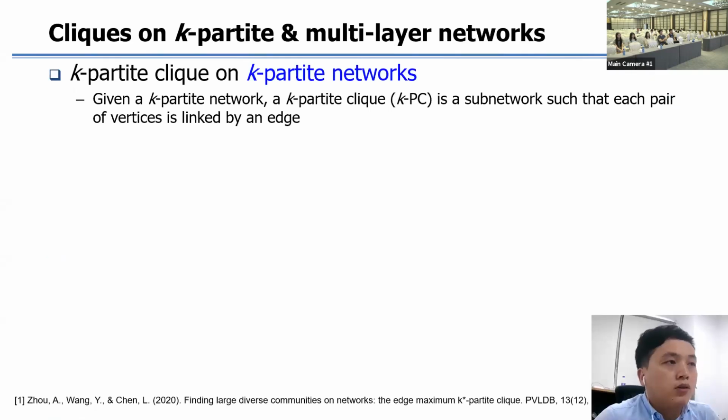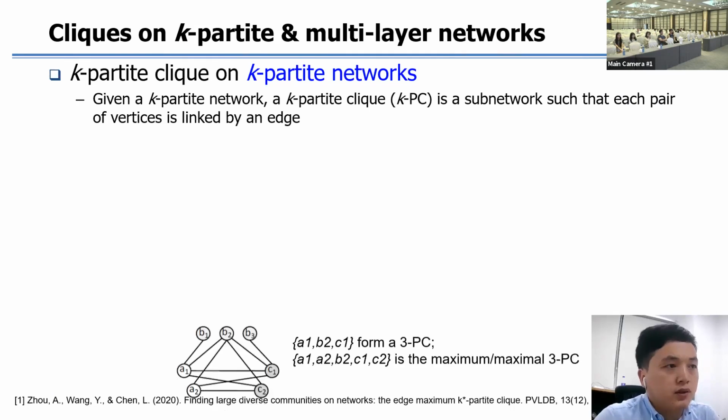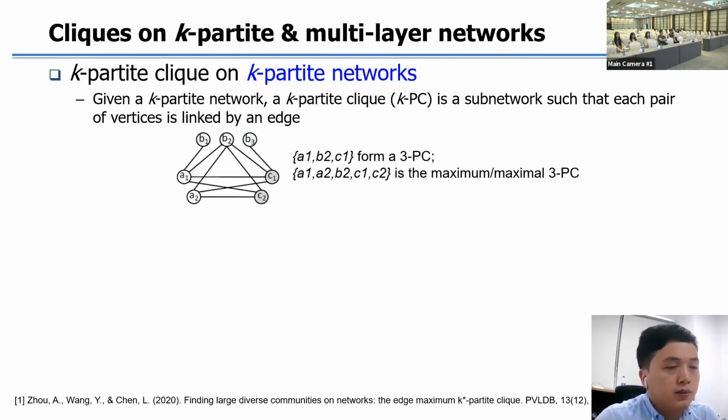The clique-based cohesive subgraphs have also been extensively studied on k-partite networks and multi-layer networks. Given a k-partite network, a k-partite clique, also called KPC, is a subnetwork such that each pair of vertices is linked by an edge. For example, this is a three-partite network. We can see that A1, B2, C1 form a 3PC because each pair of them is connected by an edge. And the subnetwork of A1, A2, B2, C1, C2 forms the maximum 3PC because this is the largest 3PC, and each pair of vertices from different parts is linked by an edge.